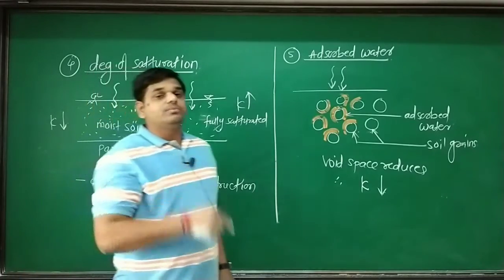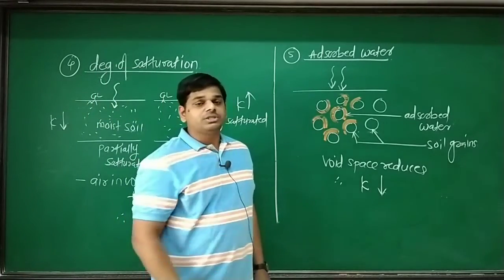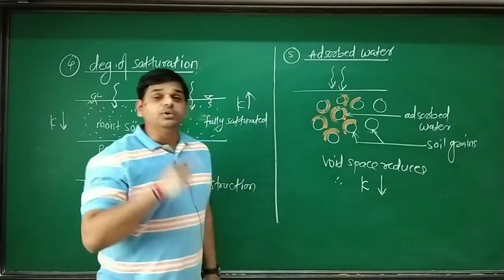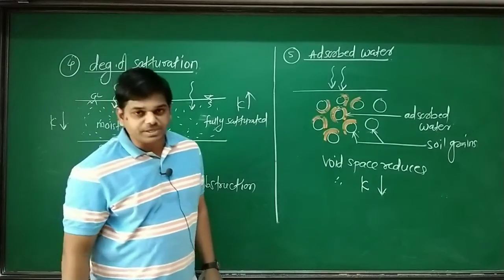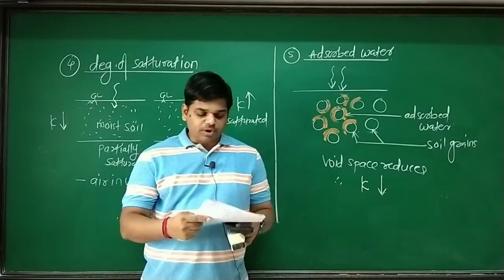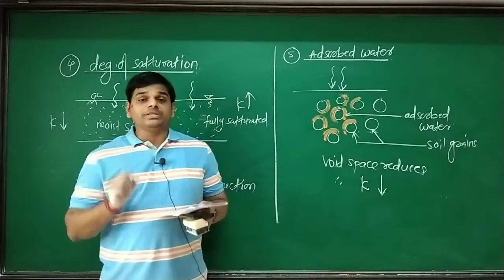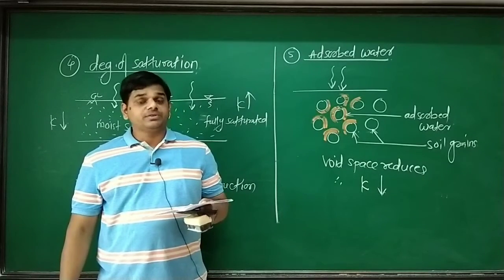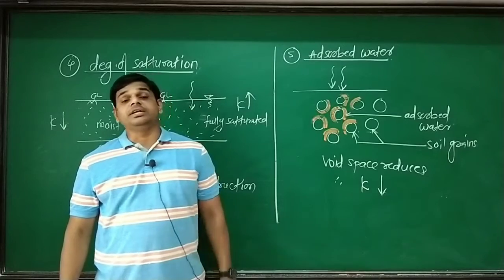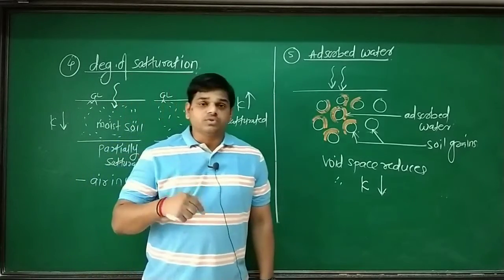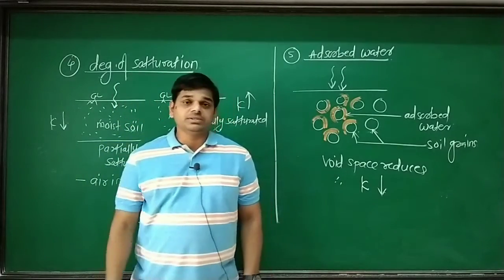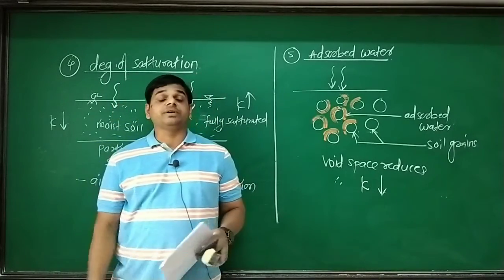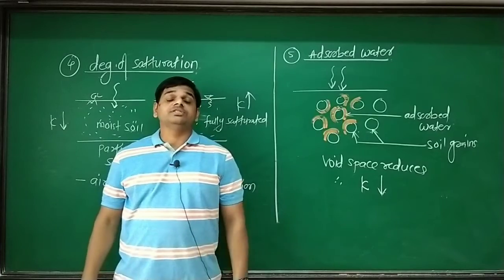What we learn from this, a very important line for a 1 mark question: adsorbed water reduces permeability due to decrease of void spaces. That point is given in your notes. Due to the presence of adsorbed water or diffuse double layer, void space reduces, which results in decreased permeability. After this, two more properties affect permeability: specific surface area and the effect of stratification.